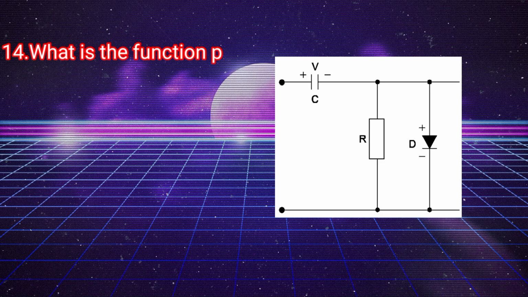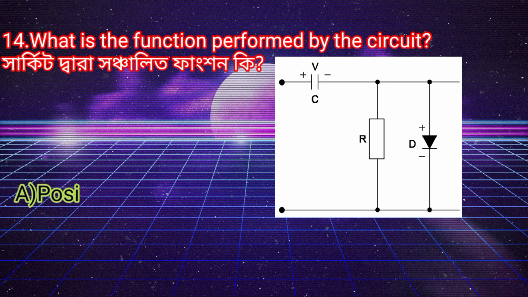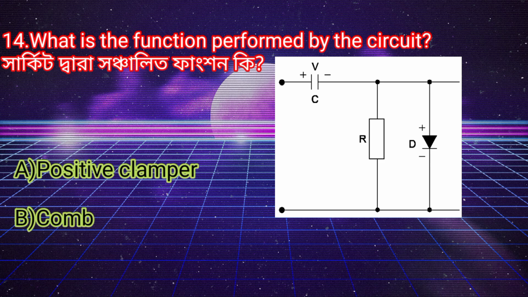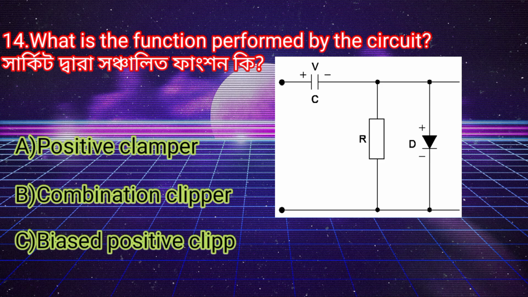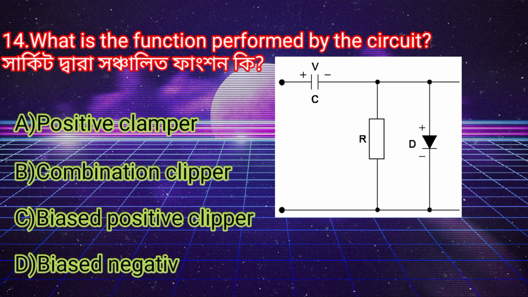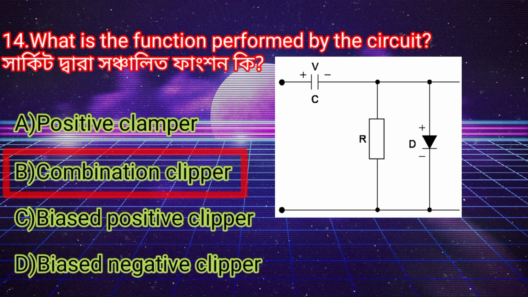What is the function performed by the circuit? Option A positive clamper. Option B combination clipper. Option C biased positive clipper. Option D biased negative clipper. উত্তর হবে অপশন বি combination clipper.